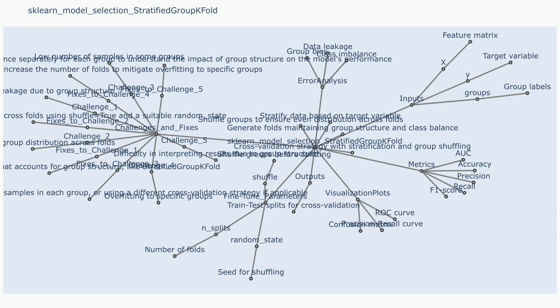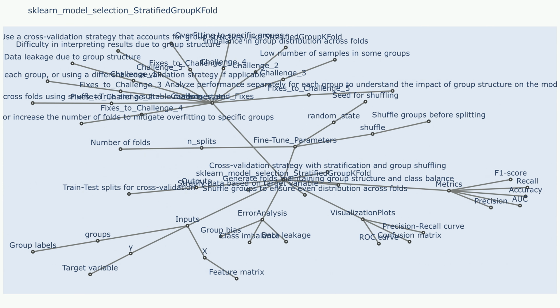Sample use case that resulted in challenge 1: a dataset with time series data where some time periods have many more samples than others. Fixes to challenge 1: consider oversampling or undersampling techniques to balance the group sizes.